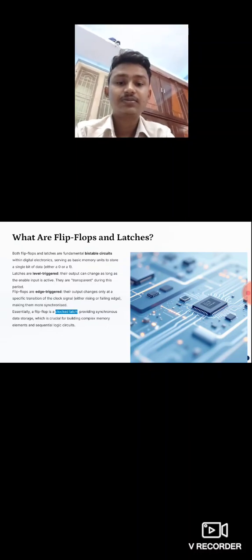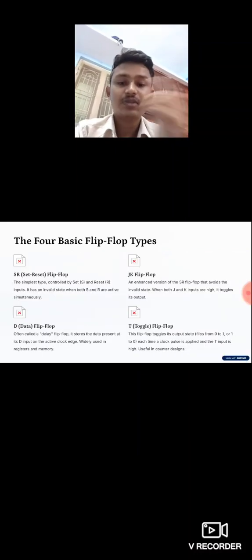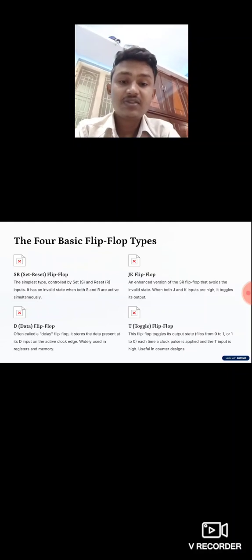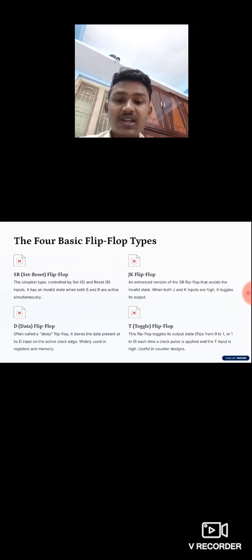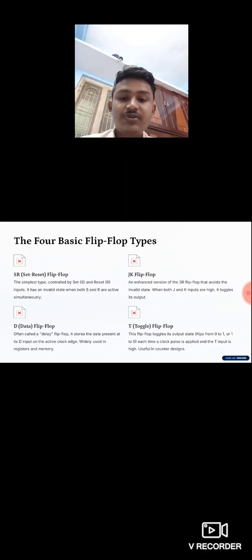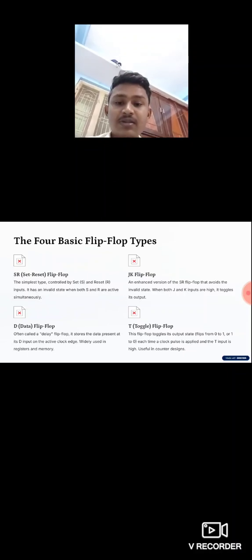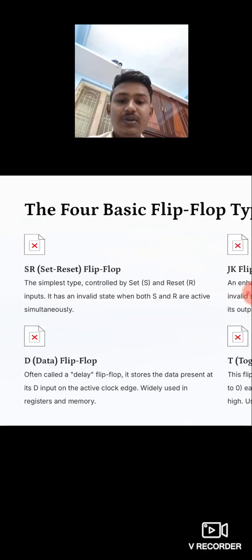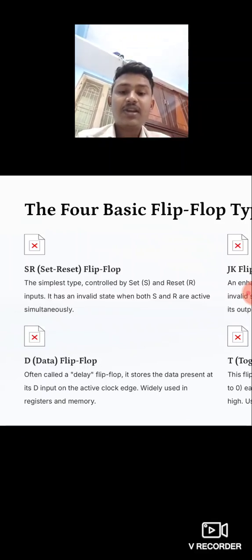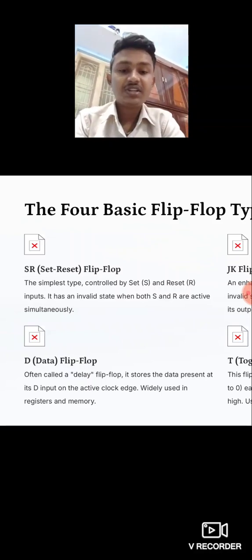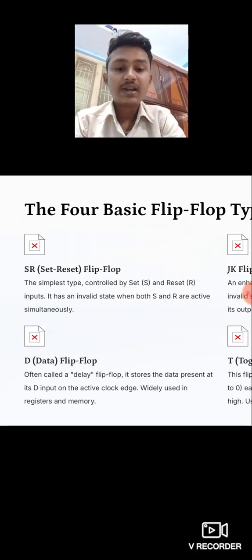Next up, four basic flip-flop types: SR, JK, D, and T flip-flops. SR means set-reset flip-flop. This simple type is controlled by set and reset inputs. It has an invalid state when both S and R are active simultaneously.